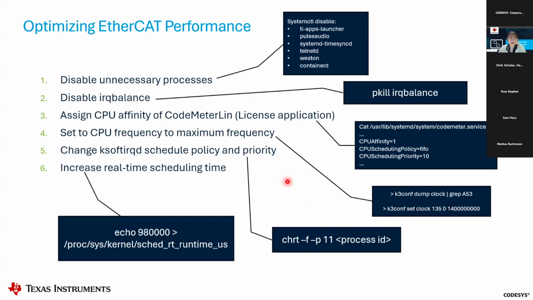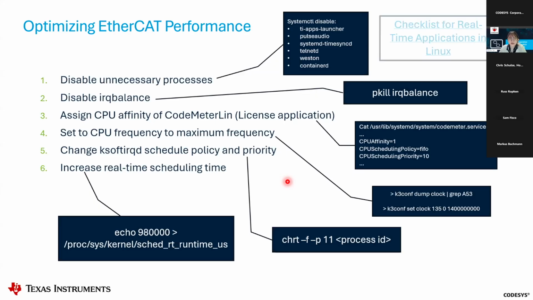Lastly, there is a concept called real-time scheduling time in RT Linux that is essentially a limit on how much time is allocated to actually process real-time scheduled tasks. By increasing this global limit, we can perhaps enable more time for these real-time dependent tasks to run and make it less likely for them to miss their deadline.